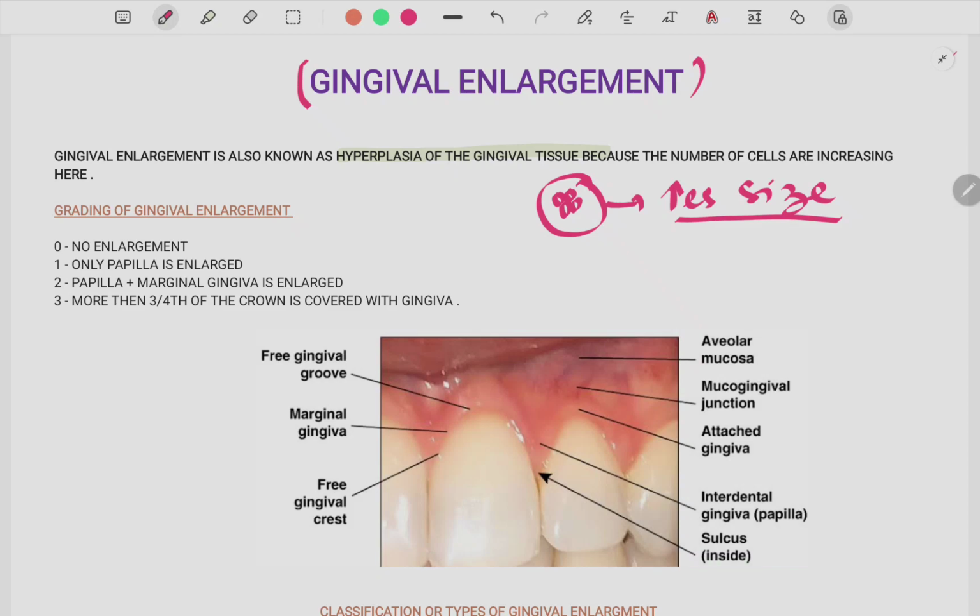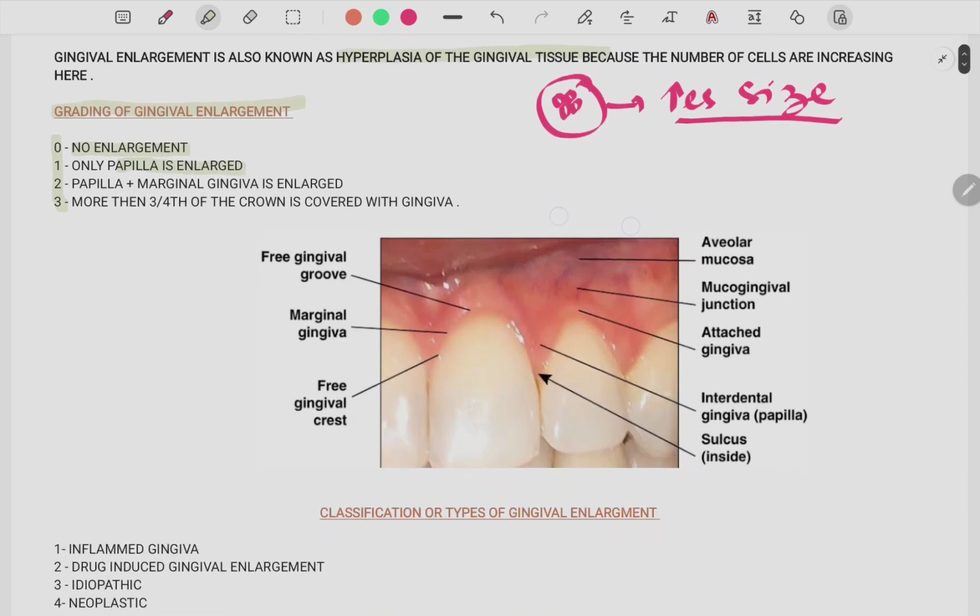Now if you see towards the grading of gingival enlargement, it can be of 4 grades: 0, 1, 2, 3. In grade 0 there is no enlargement, the gingiva is completely normal. In grade 1 only the papilla is going to get enlarged. Now what is that papilla area? This is the papilla area, the interdental papilla. So when only the papilla is enlarged, that is what you say as grade 1.